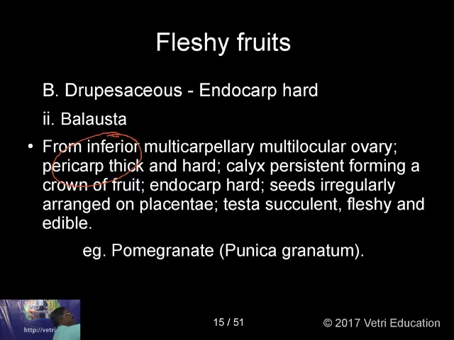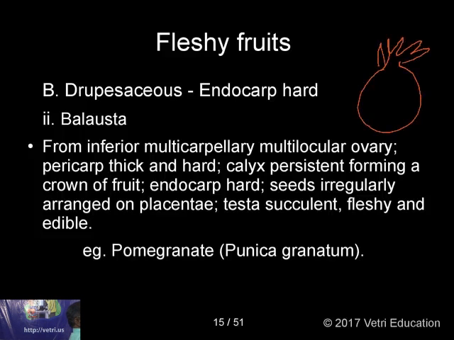Next. Balausta is a special type of fruit that you can find in pomegranate. It is from an inferior multicarpellary ovary, and the pericarp is thick and hard. The calyx is persistent, and above the fruit we can see the persistent calyx. The endocarp is hard, and seeds are irregularly arranged on the placenta. The testa is succulent, fleshy, and edible.